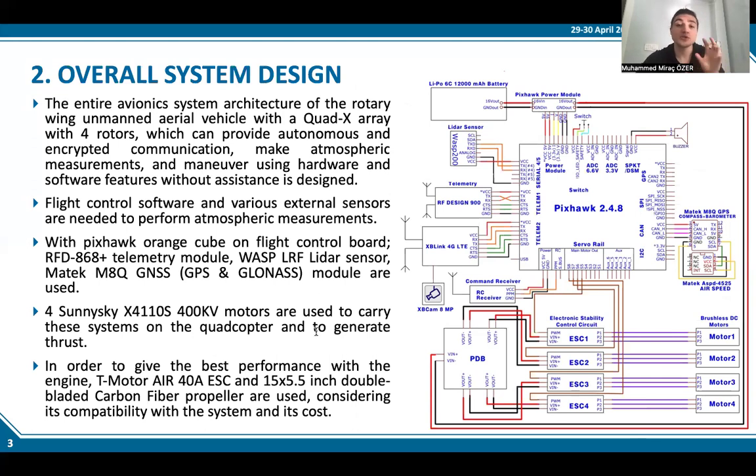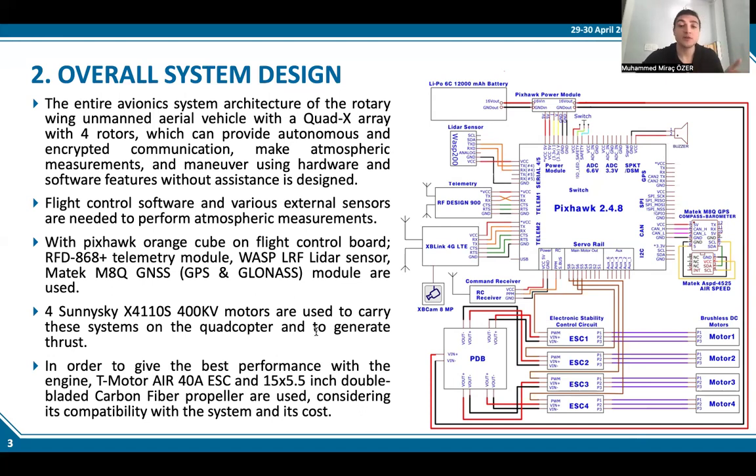With Pixhawk Orange Cube as the flight control board, an RFD telemetry module, M8Q GPS LiDAR sensor, and a GPS module are used. Motors are used to carry these systems on the quadcopter and generate thrust. In order to give the best performance, the T-motor engine, electric speed controller, and double-bladed carbon fiber propeller are used, considering their compatibility with the system and their cost.